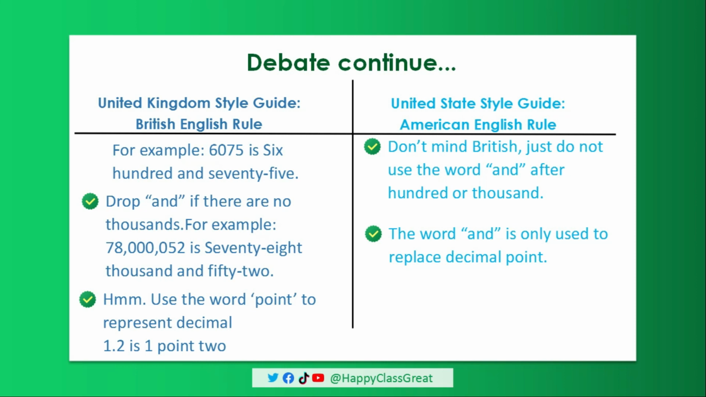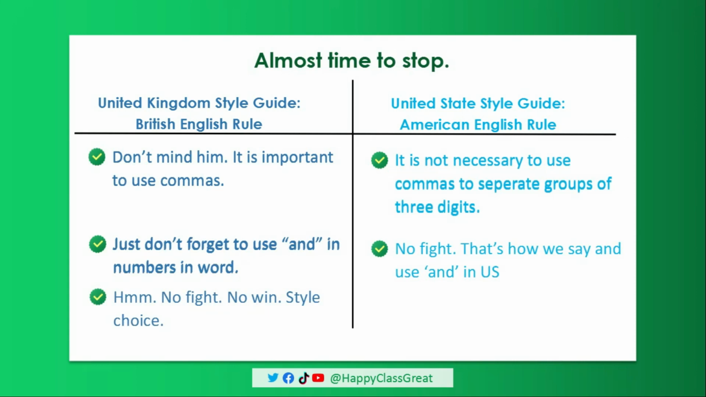So the next thing is that it's important to use a comma in UK English, the British English style. In American English, it's not necessary to use a comma. You understand? So keep that in mind. There's no fight between American and English regarding this. It just depends on what each of them chooses. So no fight, no winning style. That means you have to choose what you want to use.